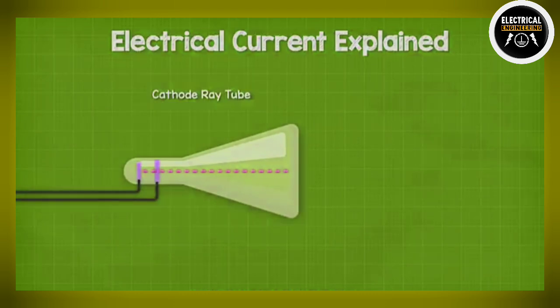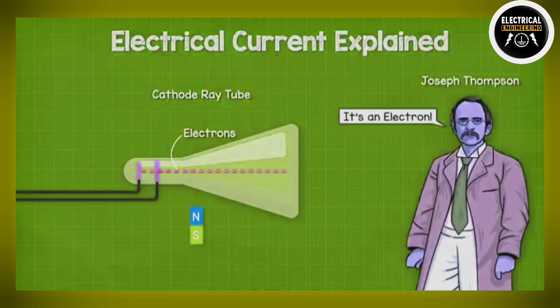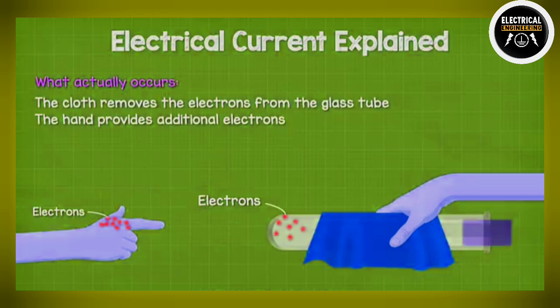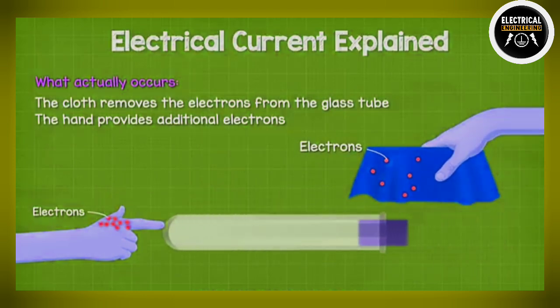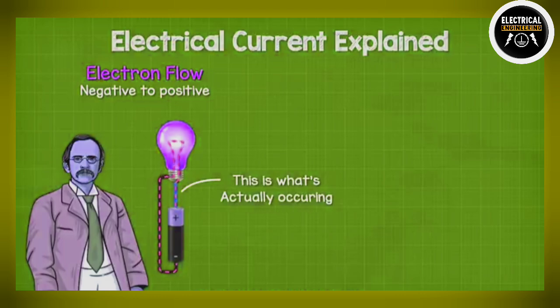However, as science evolved and experiments became more precise, someone called Joseph Thomson discovered that this invisible thing moving inside the wire was a particle, and he named this particle an electron. He also discovered that these electrons were actually flowing in the opposite direction, from the negative to the positive. Benjamin Franklin didn't realize the silk cloth was actually removing electrons from the glass, so they were actually flowing from the person and to the glass tube. Joseph Thomson's theory became known as electron flow, because it's the flow of electrons.